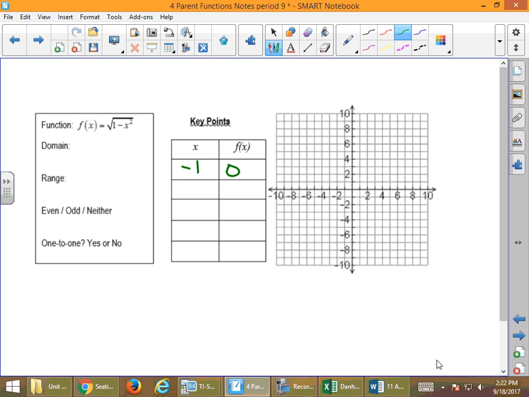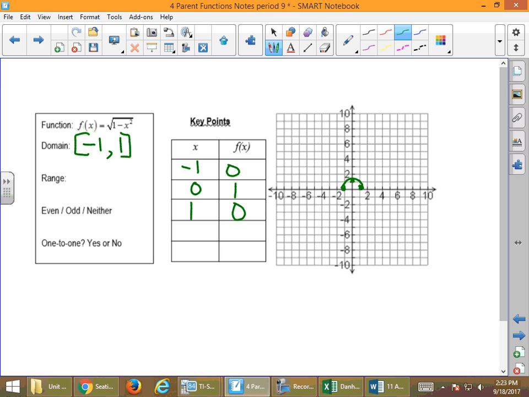-1, 0, 0, 1, and +1, 0. So negative 1, 0, 0, 1, 1, 0. So we do touch the x-axis this time. And we can very much identify our domain. Remember that domain or the x values goes from left to right. So our domain is negative 1 to 1. It's going to have square brackets because both those values are on the graph.